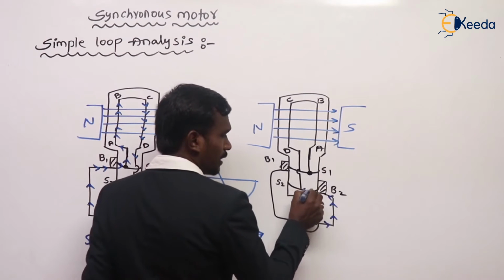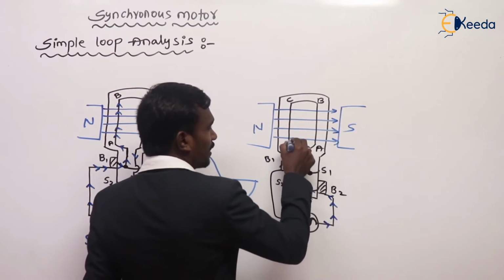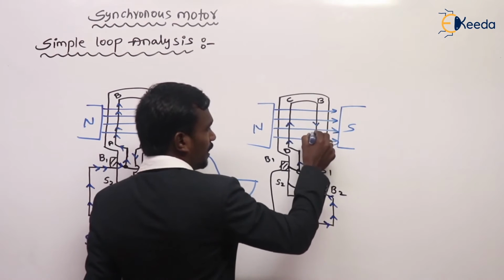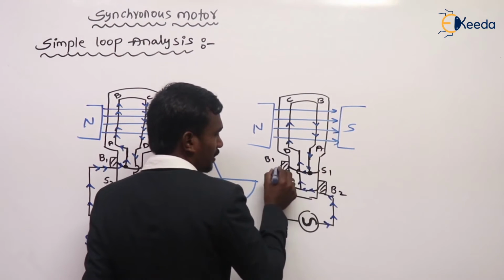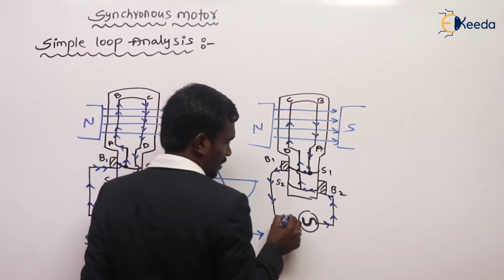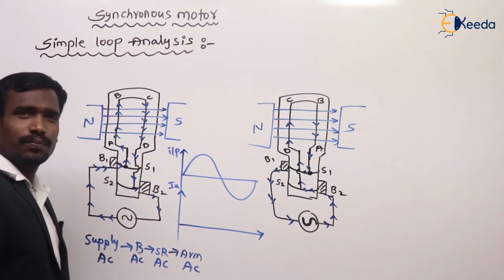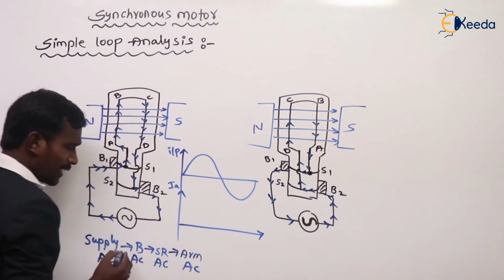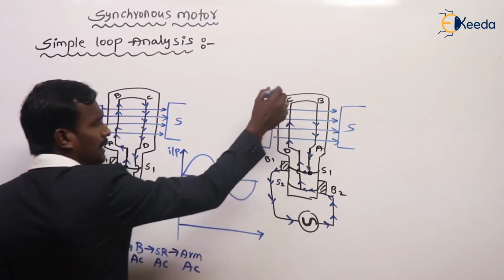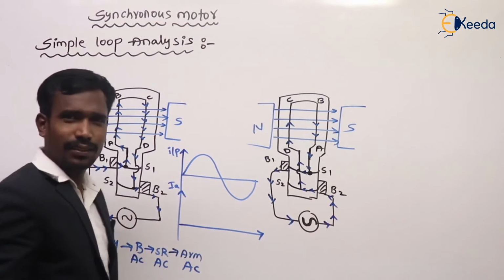So see here, the flow of current is like this. This is the flow of current. Nothing but from supply to the brush, brush to the slip ring to the armature again.